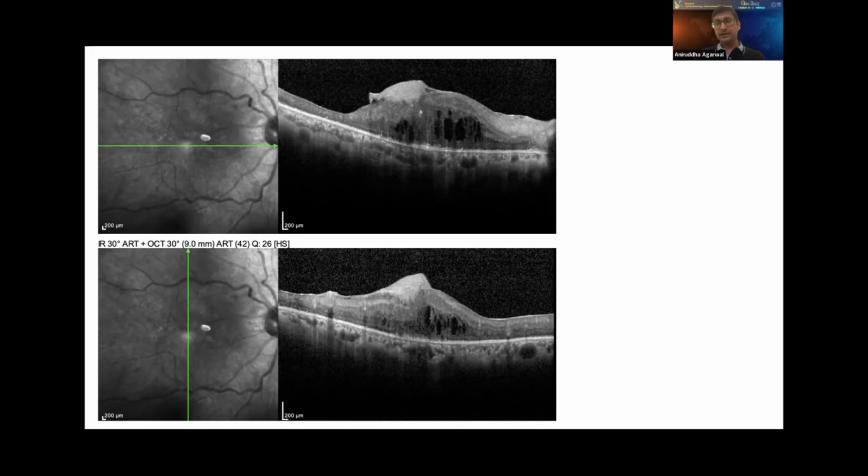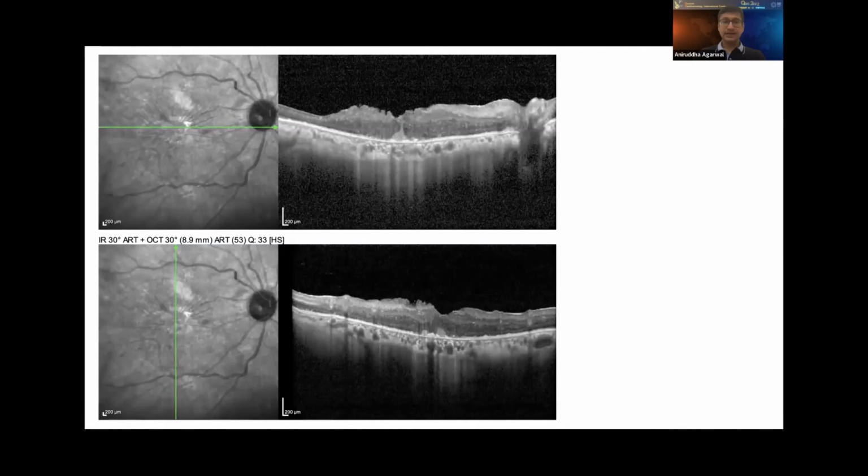So that's what I did. I peeled all the epiretinal membrane and I injected the corticosteroid implant simultaneously. This is how the patient looks at 2 weeks after the surgery. And you can see that the epiretinal membrane is out.